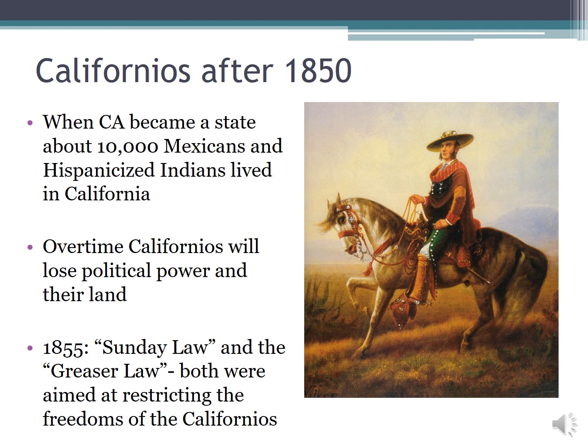And then the second one, the Greaser Law, was like a vagrancy law. So you could basically target people if they were loitering around or if they were hanging out too long in public areas. And really, these laws act like they're trying to stop people from being basically homeless. But really, what the laws are intended to do is to empower law enforcement to basically racially profile people and go out and target them for harassment. And so these two laws, both of them passed in 1855, seemed like they were really specifically aimed at restricting the freedoms of Californios.